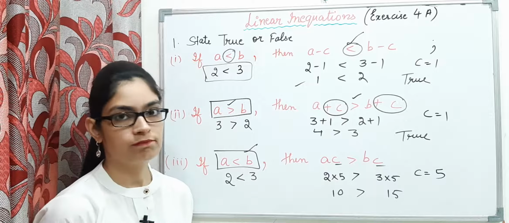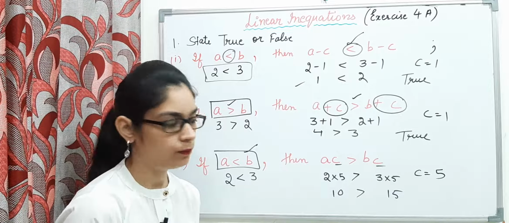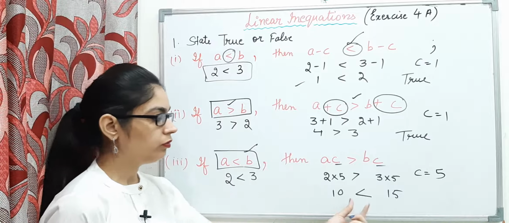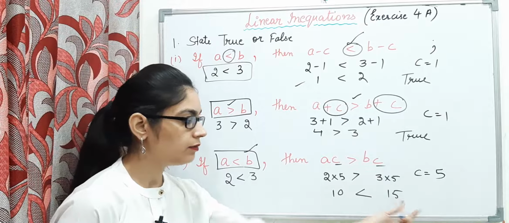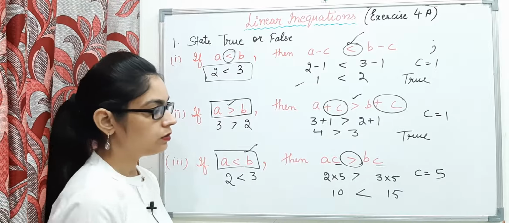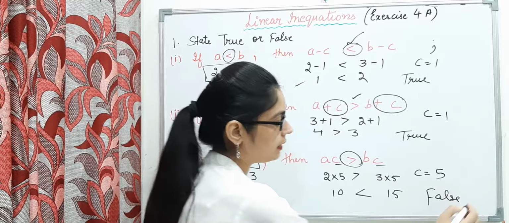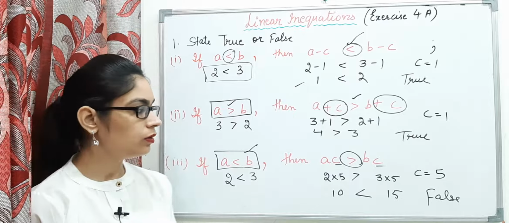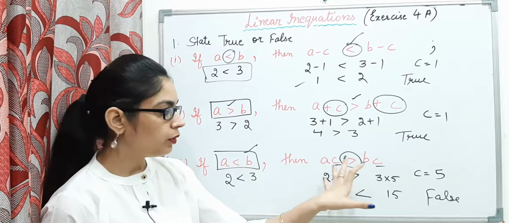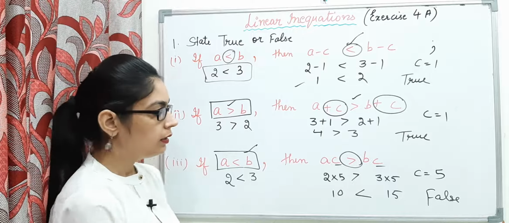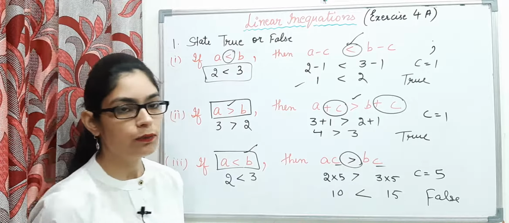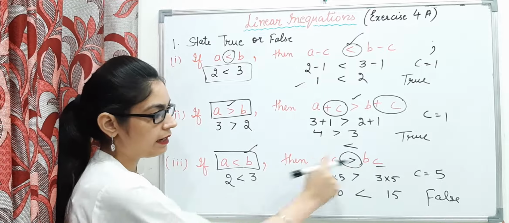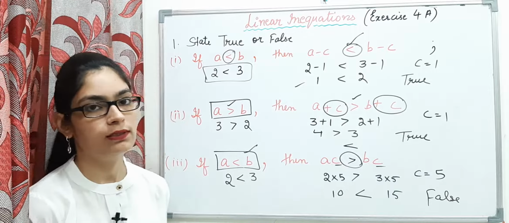Is 10 greater than 15? No, it should be the same sign. It should be the sign of less than, then 10 is less than 15, but they have changed the sign. So this is false. From here we can see, if we are multiplying or dividing both the sides of the inequation by the same number, as we have learnt in the rules, then the sign of the inequation will remain the same. So it should be less than. It shouldn't be changed, but they have changed it, due to which this is false.